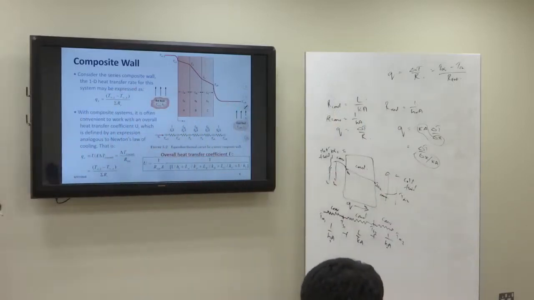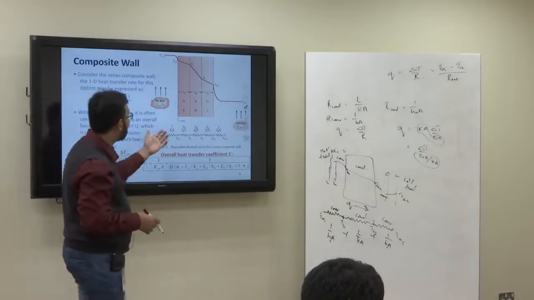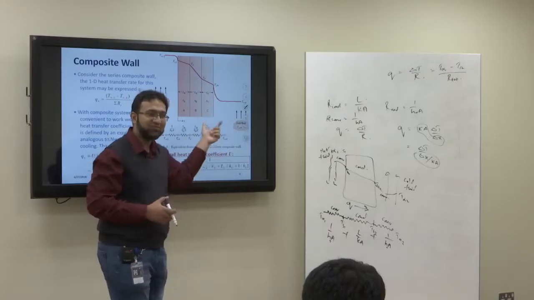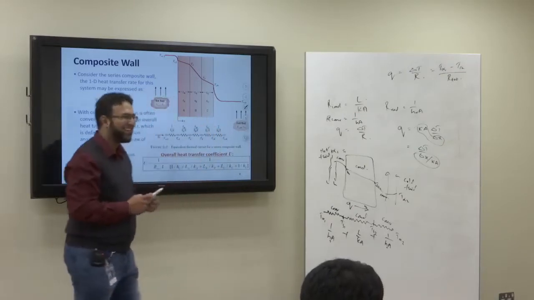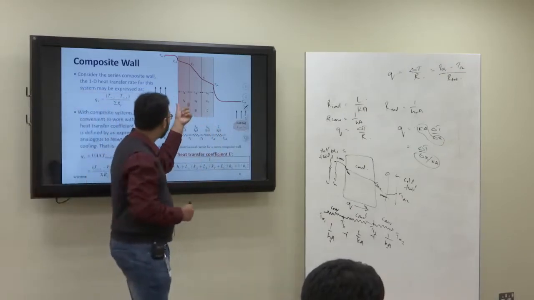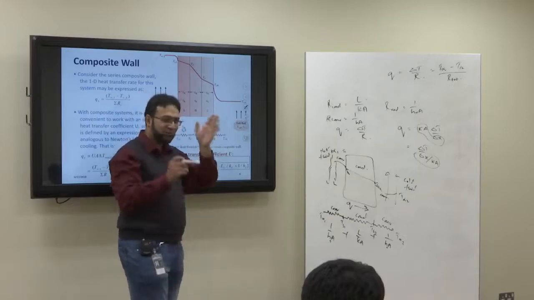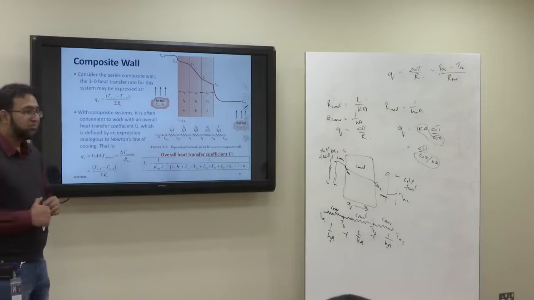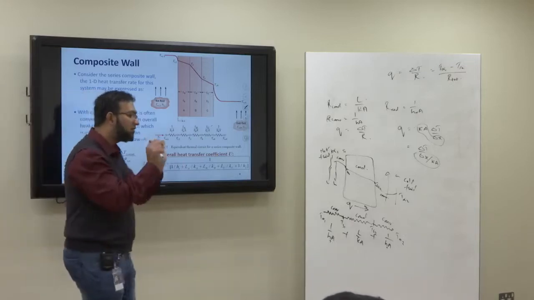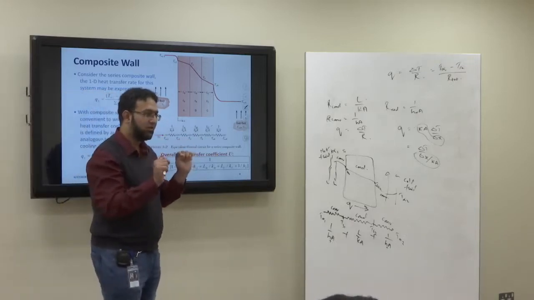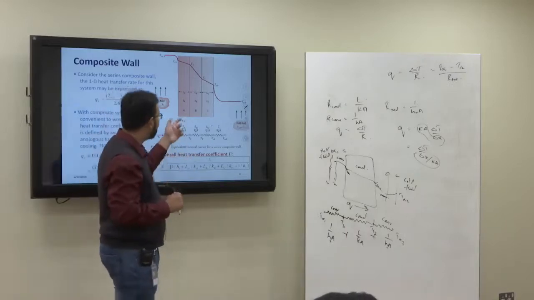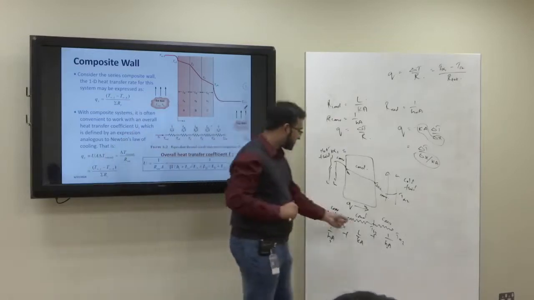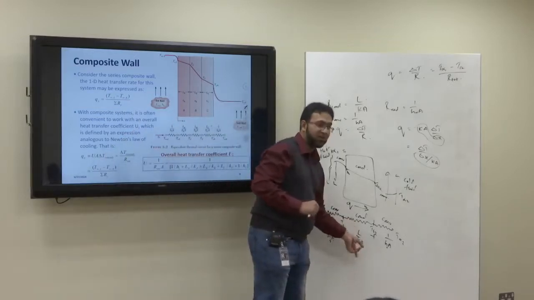Okay. So suppose we have a composite wall, of different components. Whenever we say composite wall, it means that the material of the wall changes. So obviously the material of the wall will change, so that means K will change. If K changes, thermal resistance will change, because it depends upon L upon KA.